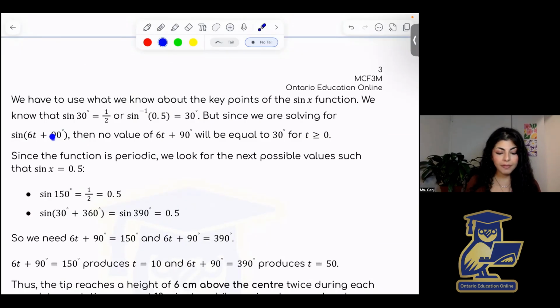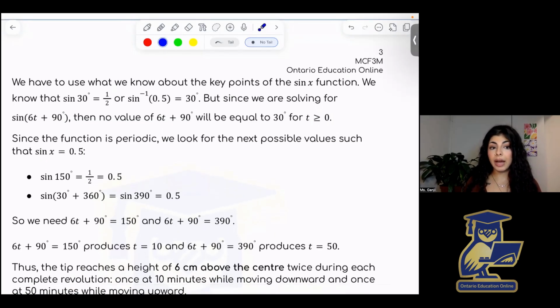And because we have 90 degrees, and remember, our t was restricted to be between 0 and 60 minutes inclusive, there's actually no value of t where this will be equal to 30, because we're already starting at 90 degrees. Even if t is equal to 0, which is the minimum value of t, this will not be equal to 30. So we have to consider now the property of this being a periodic function. So we look for the next possible values where sine of x is going to be equal to 0.5.